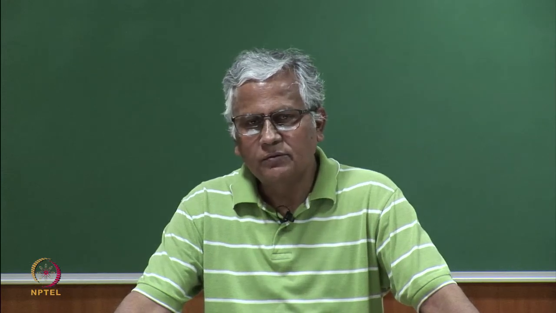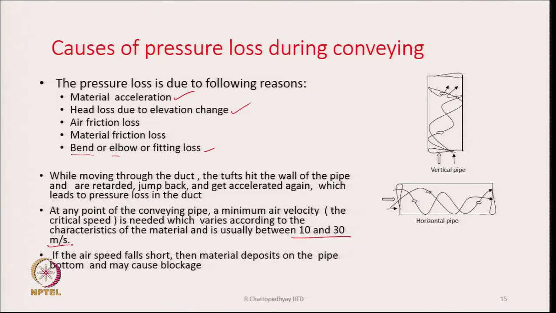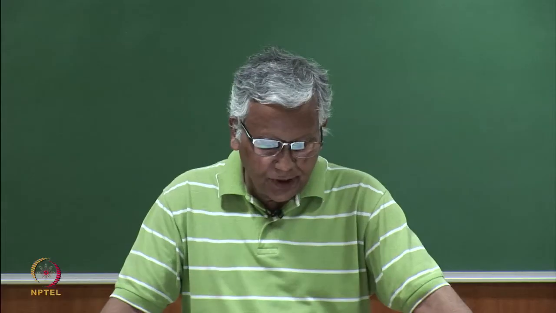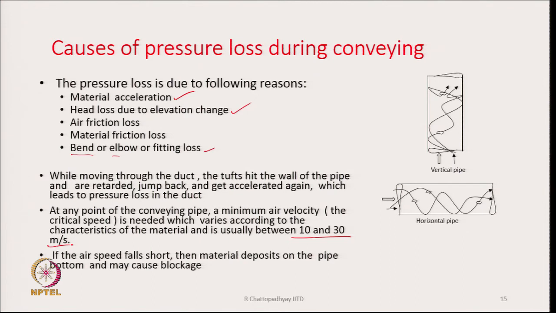Therefore, the tufts will slow down, and if the airspeed falls short of this critical speed, then the material will not be able to move properly. So, it will fall down as shown in this diagram. You see the lower diagram, the particle is coming and hitting the inner wall. Whenever it hits, there is a retardation of the particle, and again it will rebound back, be picked up by the air, and the air will increase the velocity again; there will be acceleration.